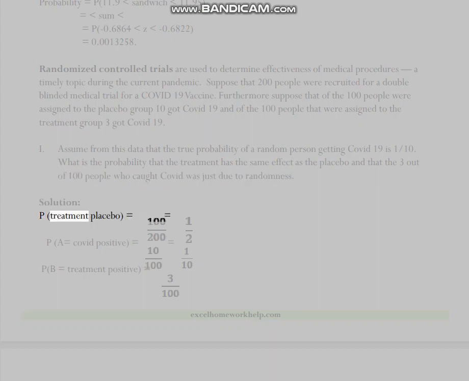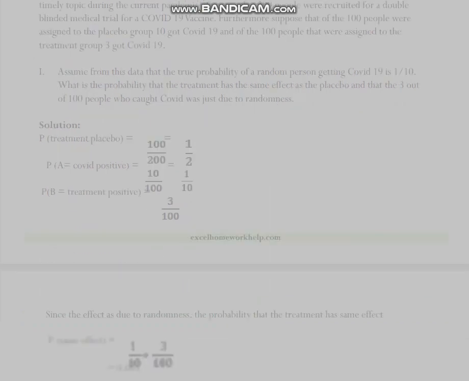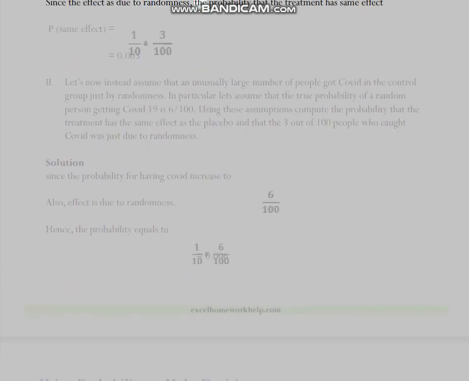Solution. P(treatment = placebo) equals P(A = COVID positive) equals P(B = treatment positive). Since the effect is due to randomness, the probability that the treatment has the same effect, P(same effect), equals 0.0032.